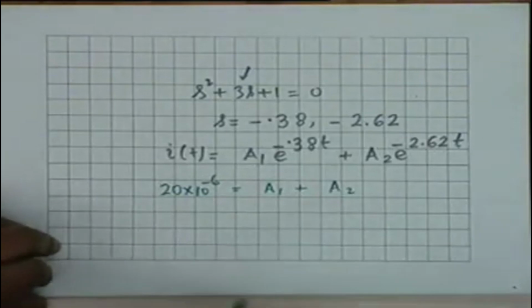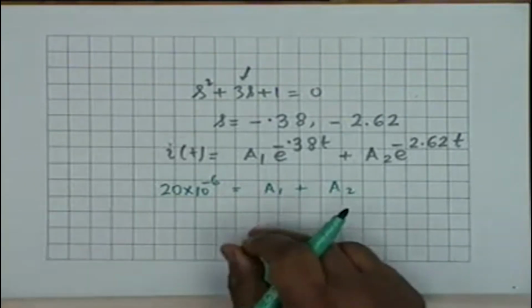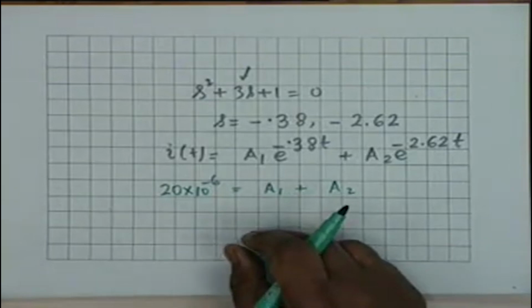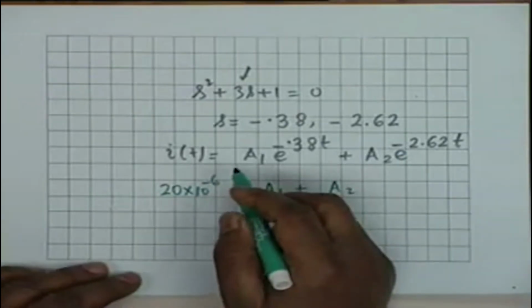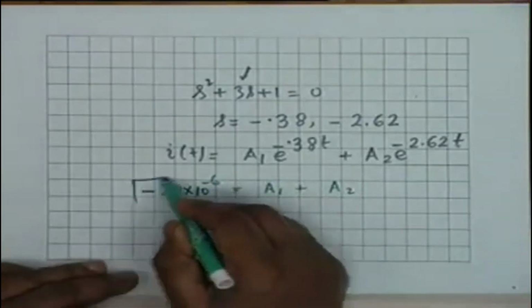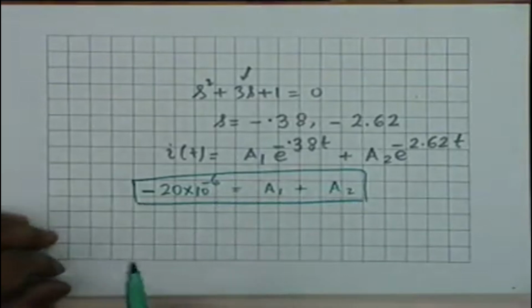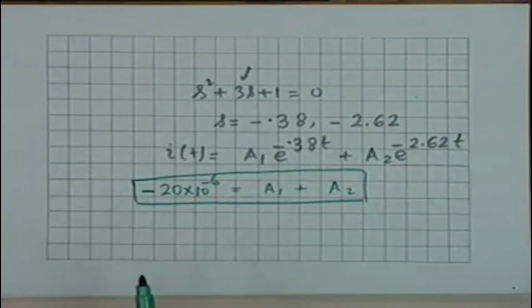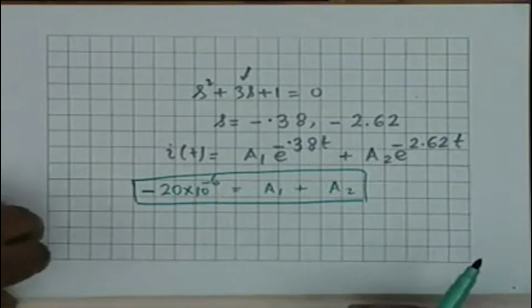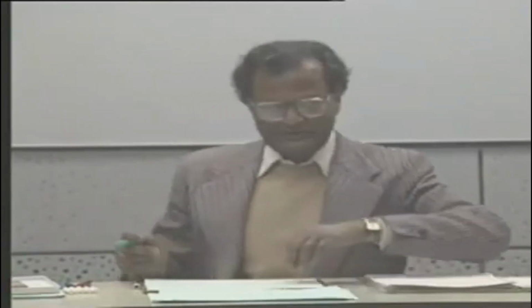I require another condition to be able to evaluate both A1 and A2. Yes, Aditya? So you will put 20 or minus 20? Quite so. I must put this equal to minus 20. Thank you. This is one of the initial conditions. Now let's look at the other initial condition. That will turn out to be interesting. How to find the other initial condition?